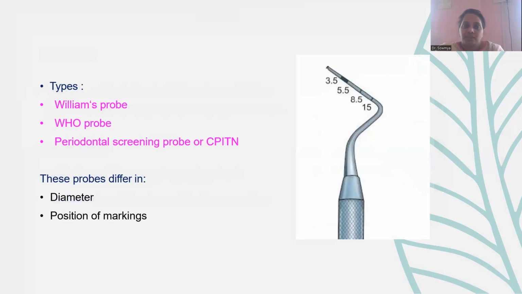Types would include the Williams probe, WHO probe, periodontal screening probe, or CPITN. These probes usually differ in diameter and the position of the markings. In the picture, we can clearly see various types of markings. At the tip, there will be a ball shaped structure, which is about 0.5 mm in diameter. Next, the first marking would be at 3.5, then a black band would be seen up to 5.5. After that, the next marking would be seen at 8.5, and then again one at 15 mm. We can see clear markings.